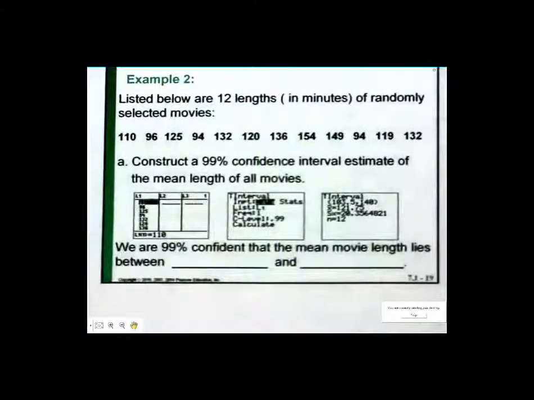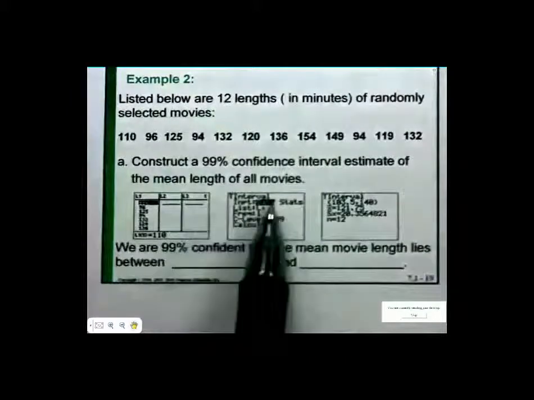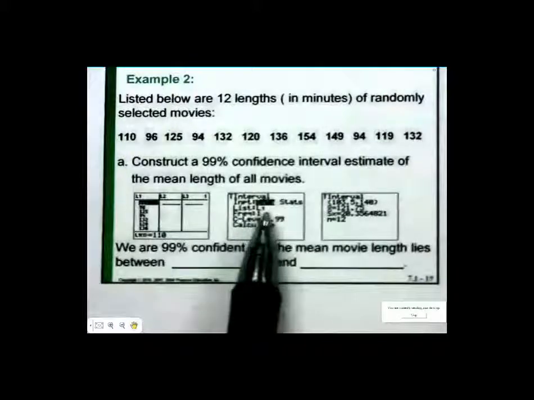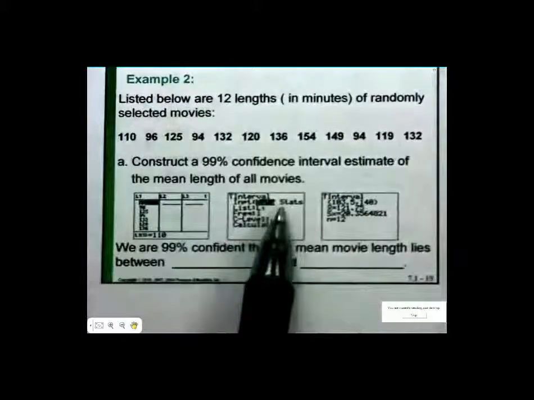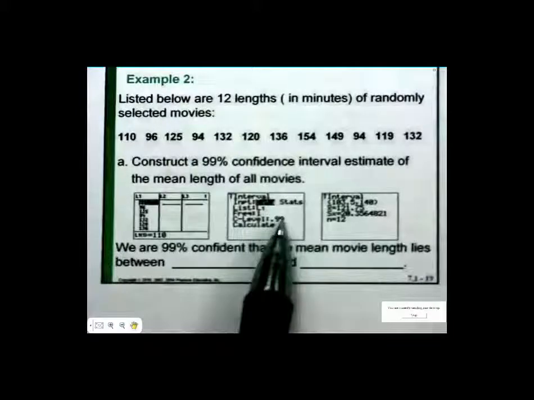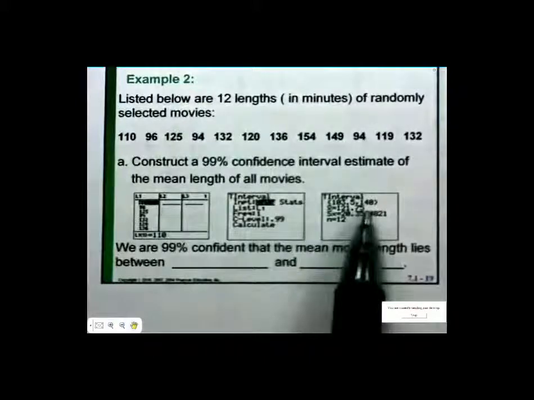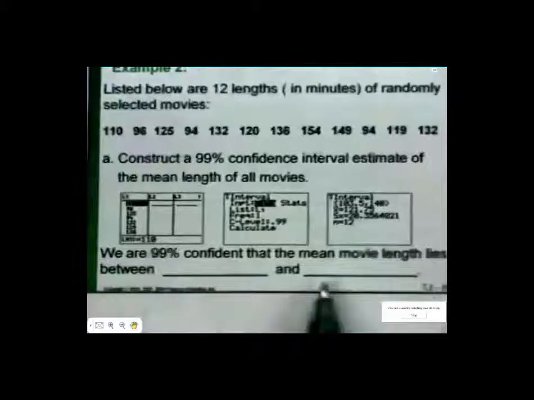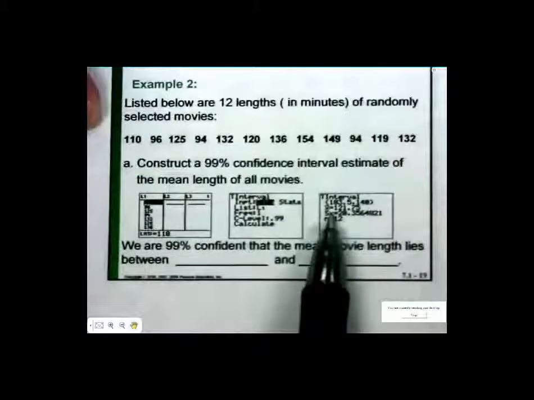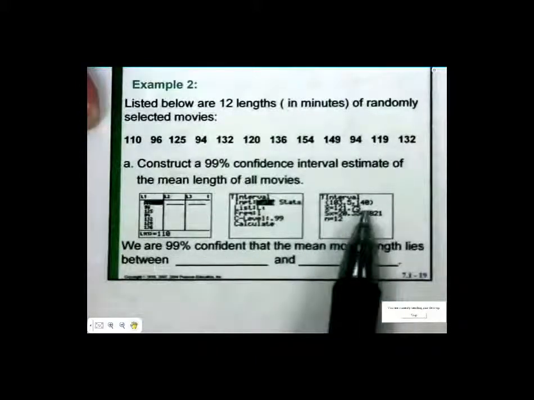Make sure you have highlighted, choose the list, and specifically what list. I use list 1. You may have saved your data in some other list, in which case you'd need to change it. The frequency is 1. The confidence level is 0.99. And the t-interval is 103.5 to 140.